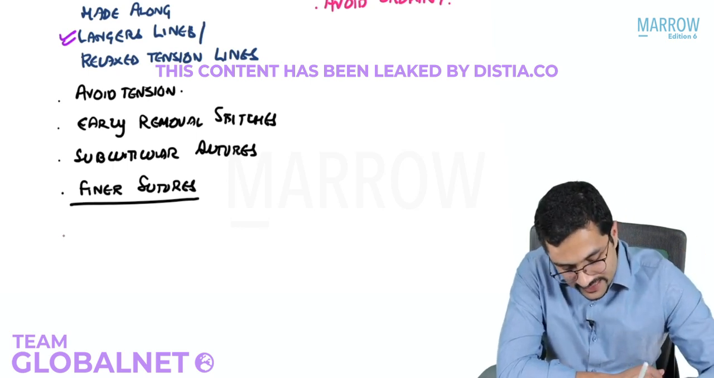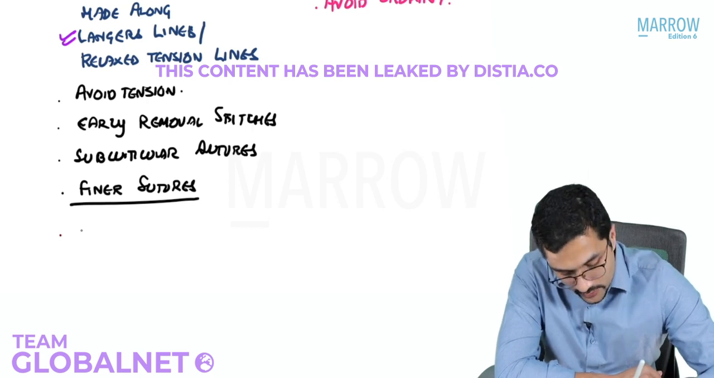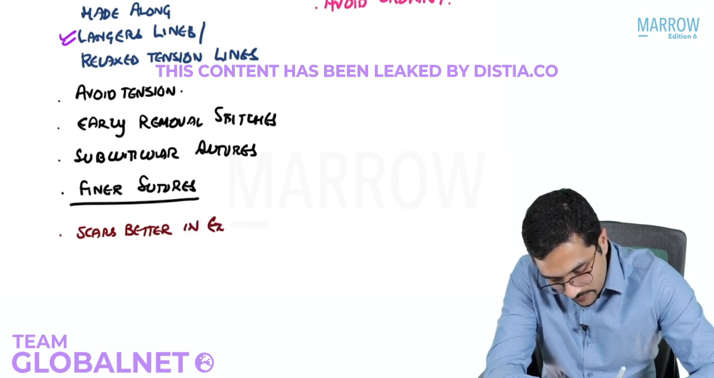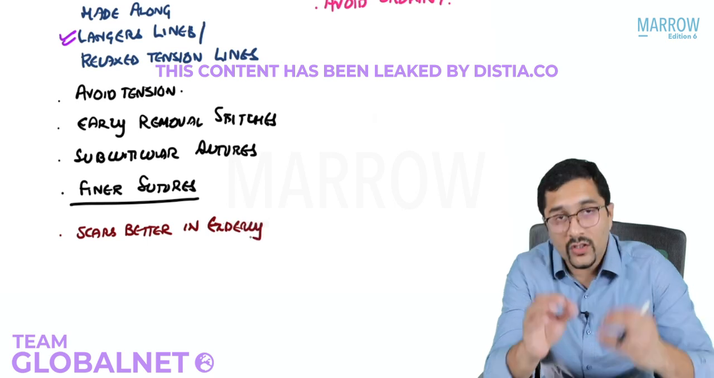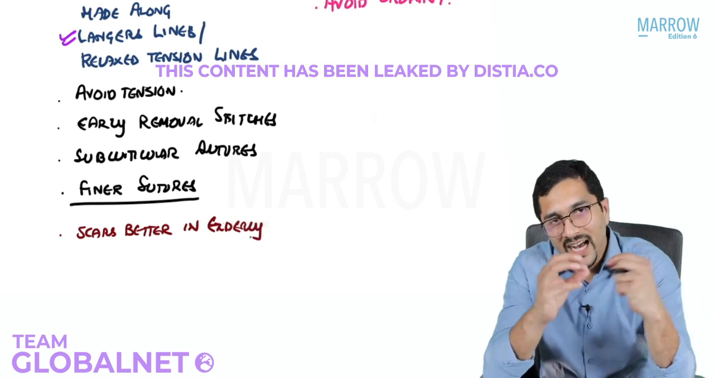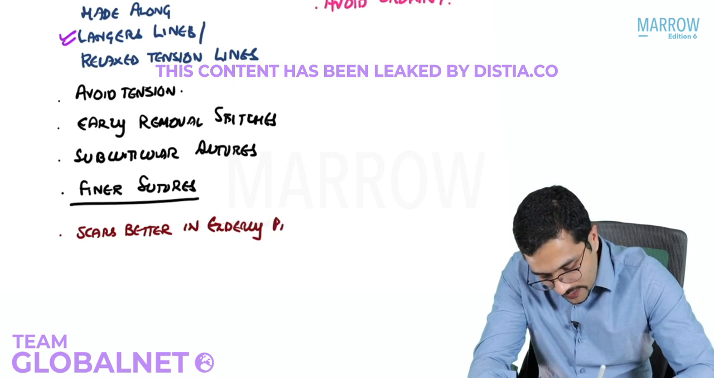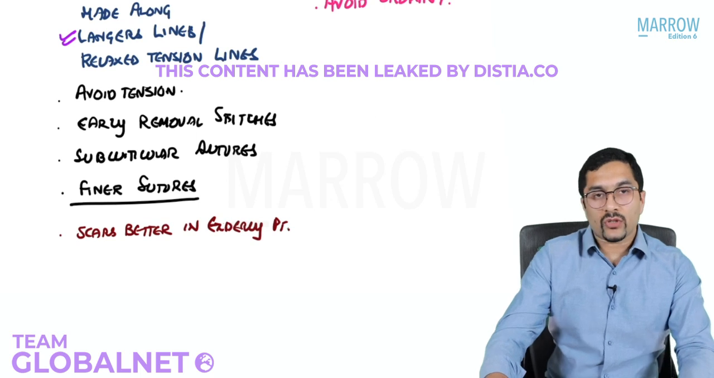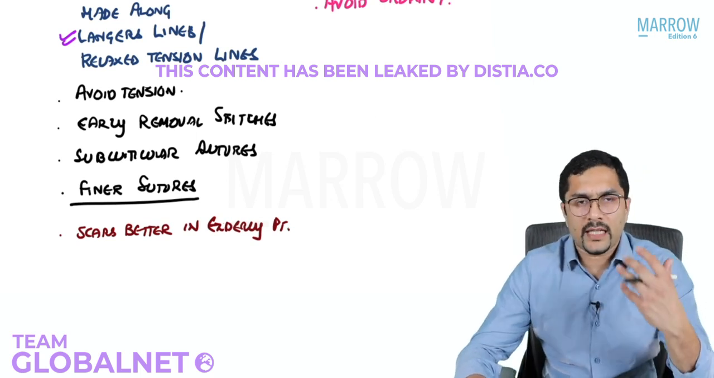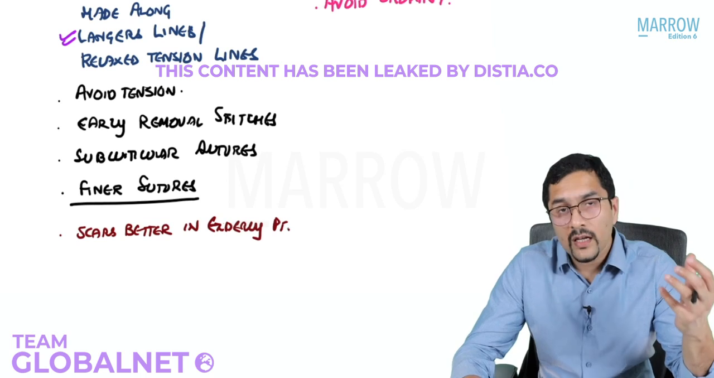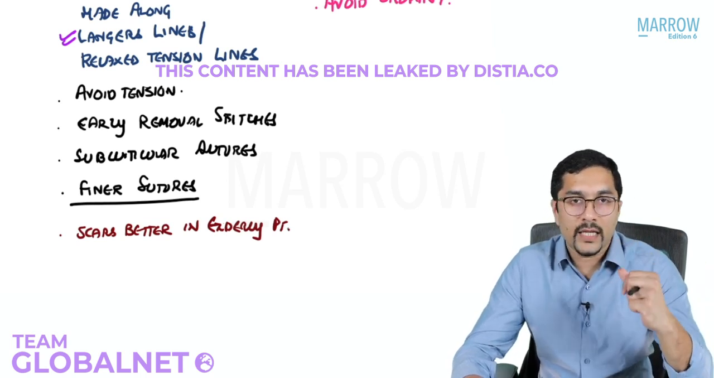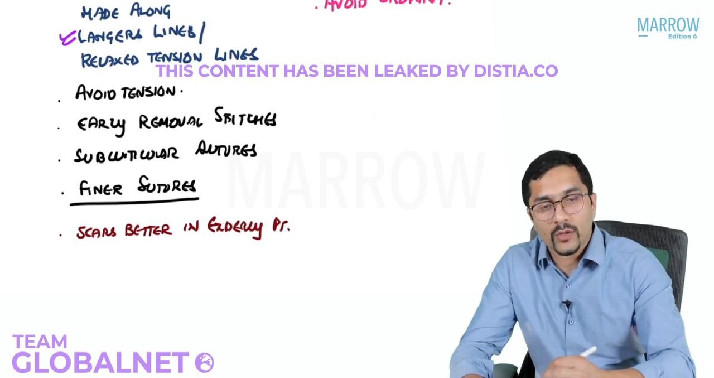Also, it has been seen that scars are better in elderly patients. Why are they better in elderly patients? Because of the wrinkles which are present. The scar gets hidden in those wrinkles. So scars are better in elderly patients. These are some practical points which you should remember, because sometimes they can ask you clinical questions like this regarding wound healing. Now, up till now, we've spoken about normal wound healing, but there can be aberrations in wound healing as well.